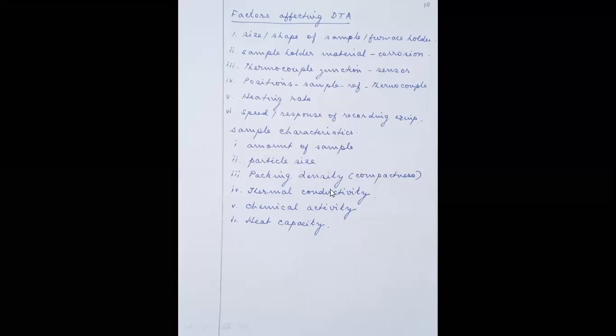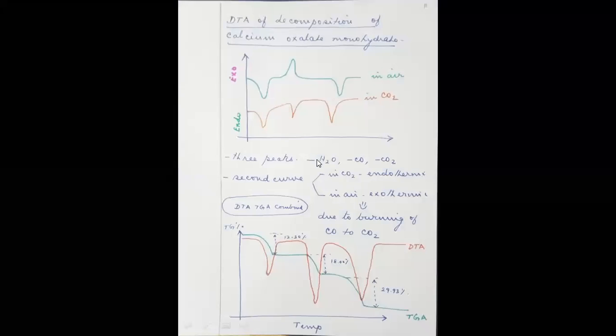And then the heat capacity. What is heat capacity? It is the amount of heat required to rise the temperature of a body by 1 degree. What is the quantity of the heat energy required to rise the temperature by 1 degree? Suppose if you take water, it has a different heat capacity. If you have a phenol, it has a different heat capacity. So heat capacity is entirely different for different substances, which also plays an important role in the differential thermal analysis. And look here. So this is the DTA of decomposition of a calcium oxalate monohydrate. Look here.